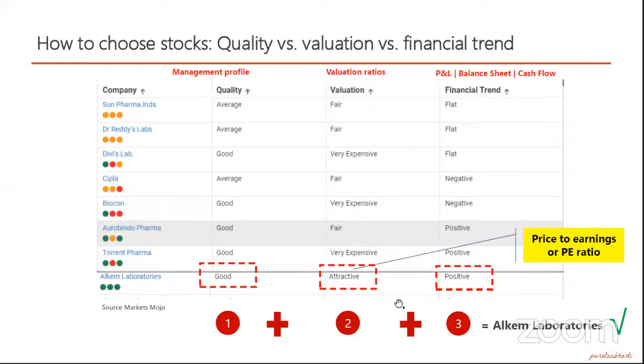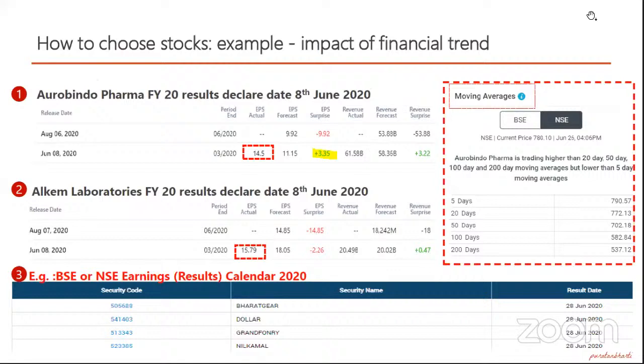Management is good, valuation ratios look fair, look attractive rather, and in the profit and loss, there is no loss. Let us see, if I would have chosen Alchem Laboratories a couple of weeks ago, what would have happened? All right. So Aurobindo Pharma, and why is Aurobindo Pharma an expensive stock now? Why has it given 70% return in the last 6 months or so? So I will take your attention to these highlighted ones.